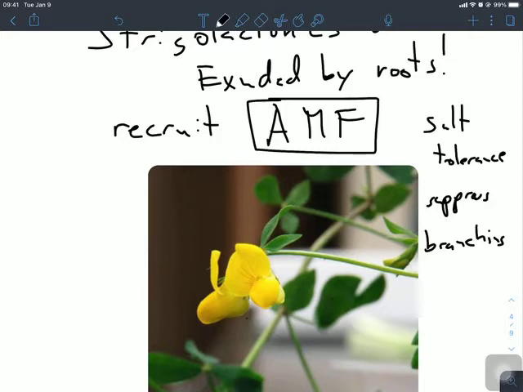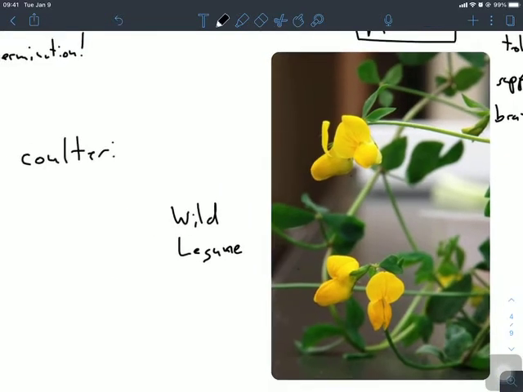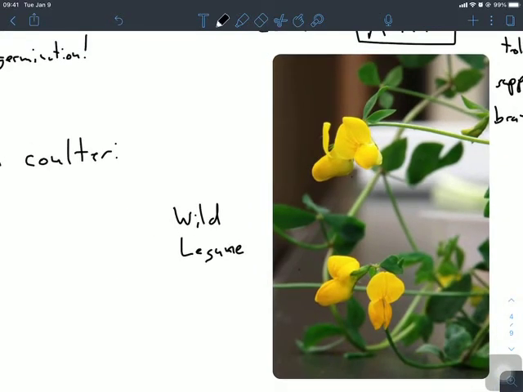Now, for my image of strigolactones, I included this very pretty wild legume, with its name being Lotus japonicus, not a lotus itself, just happens to have the same name. I actually don't know why they would decide to name the genus that, but it is one of the model organisms for studying mycorrhizal fungi and root relationships.